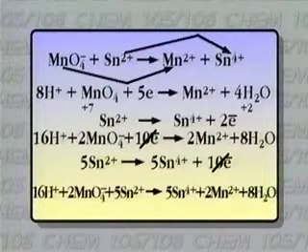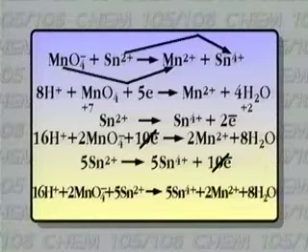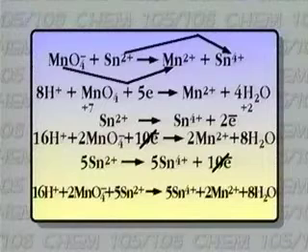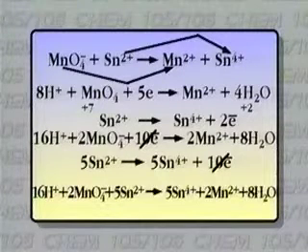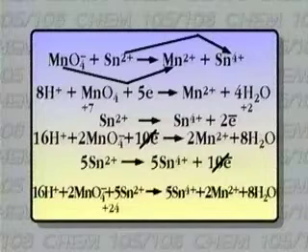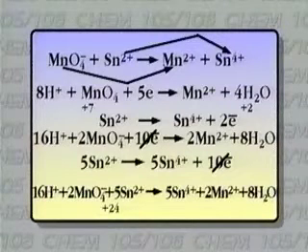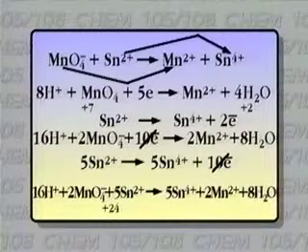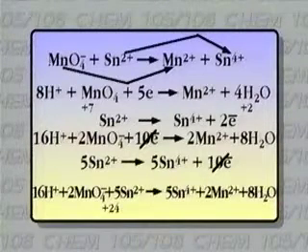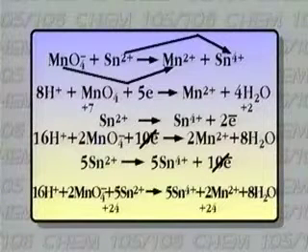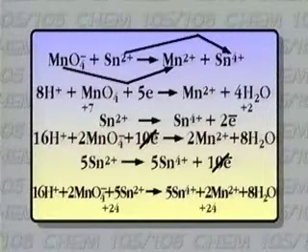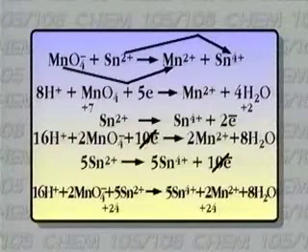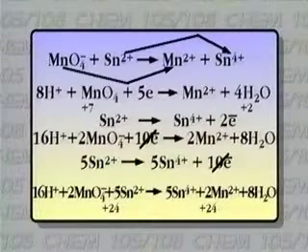Charge-wise on this side, we have plus 16 and then plus 10, so that's plus 26, minus the 2, we have a plus 24 charge on the reactant side. Over here we have 5 times plus 4, that would be plus 20, and 2 times a plus 2, that would be 4, and 20 plus the 4, positive 24, and our two sides check. All right? Now, any questions on that?